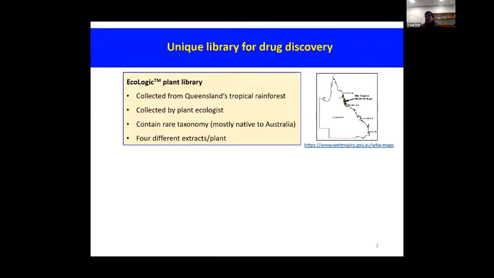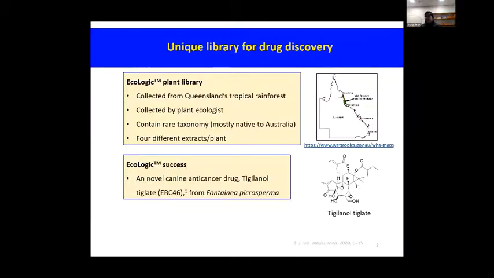Using the EcoLogic library, QBiotics had success in the past when they discovered the compound called EBC-46, which has now become a novel canine anti-cancer drug on the market. This compound was identified from Fontainea picrosperma, a native species in Australia, and is currently in clinical phase 2 to treat human cancers. I used this library to do my research to discover new antibiotics.